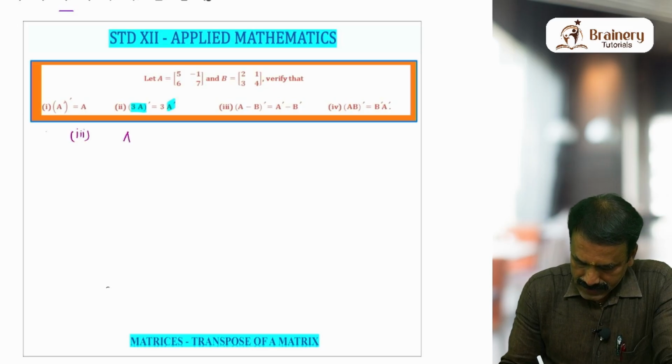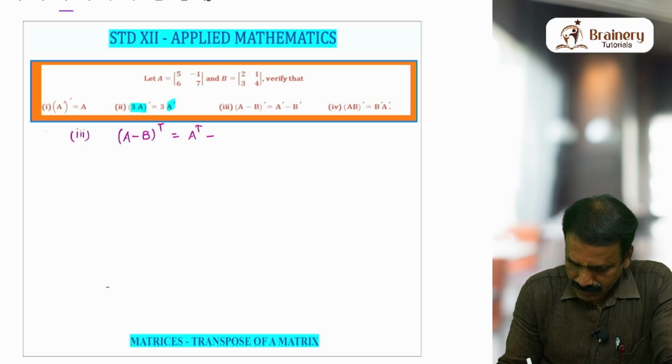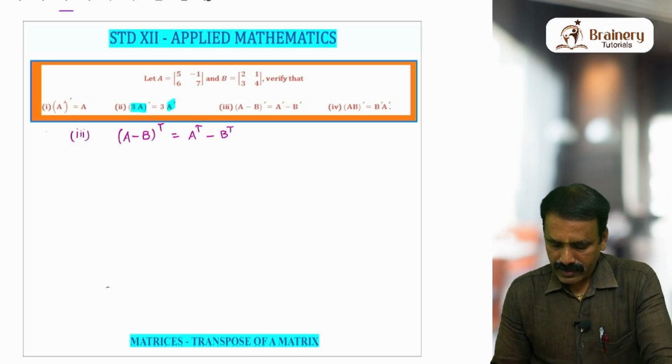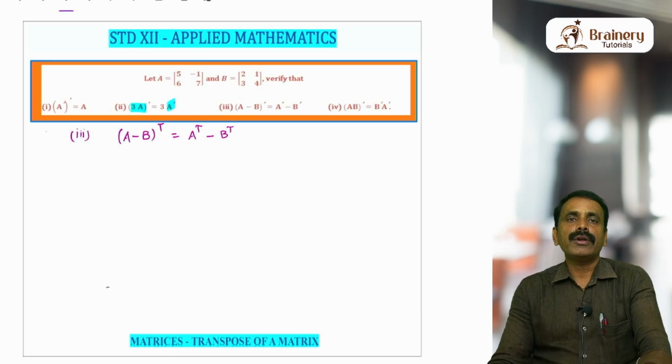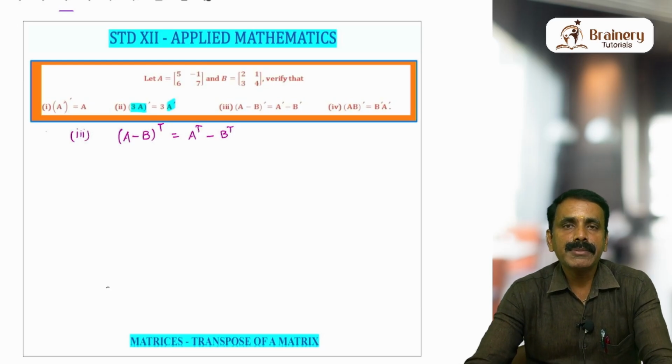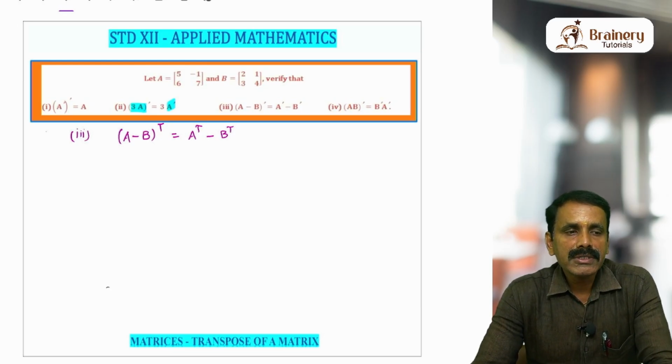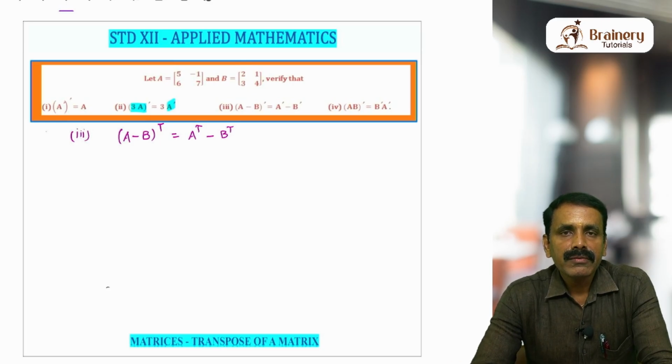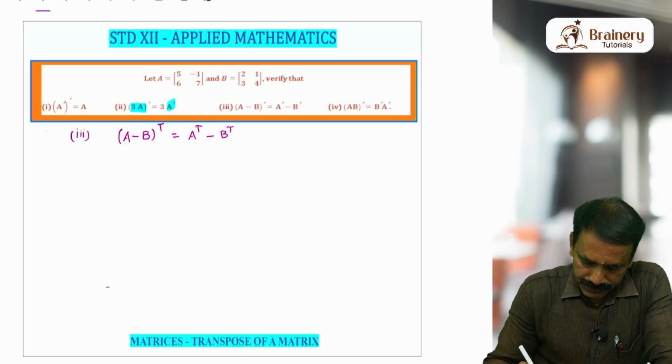Now we will prove the third one. The third one suggests that A minus B whole dash, dash is nothing but transpose, is nothing but A transpose minus B transpose. So what are we supposed to find out? A minus B whole transpose. We have to subtract the two matrices A and B. After subtraction, we have to find the transpose, that is A minus B transpose. On the right hand side, we have to find A transpose, find B transpose, then subtract B transpose from A transpose. Okay, so we start.